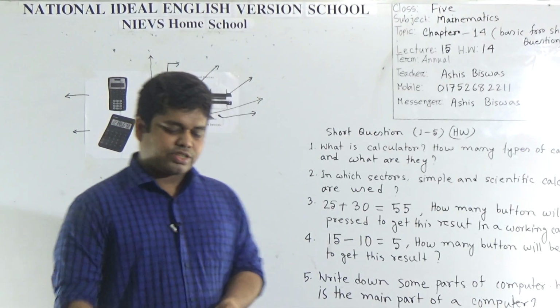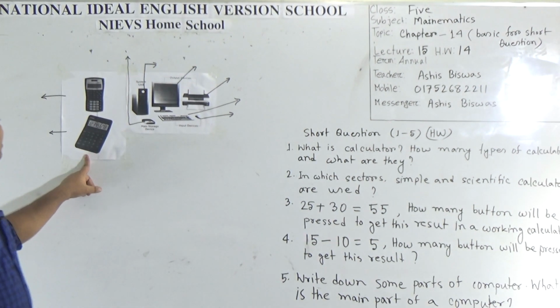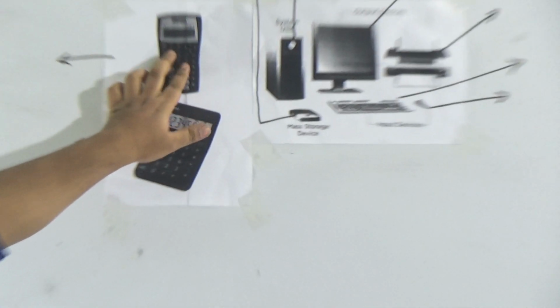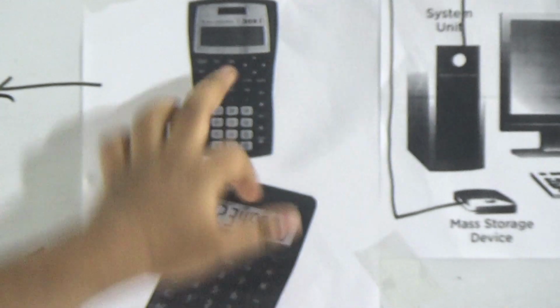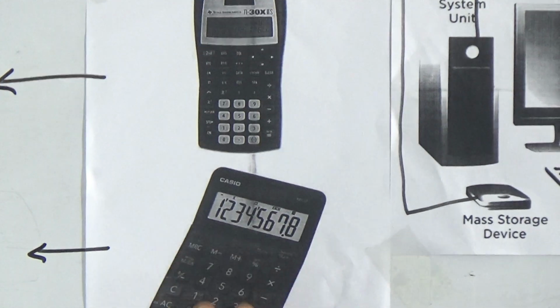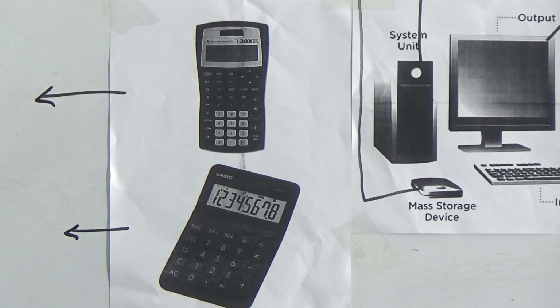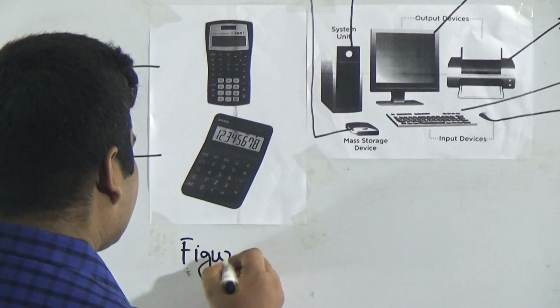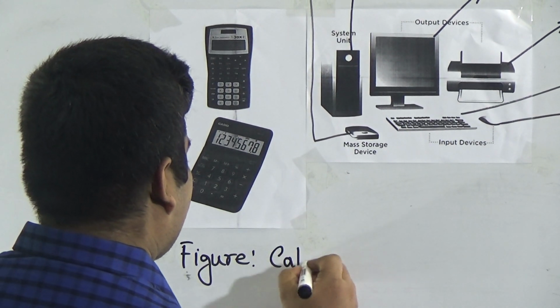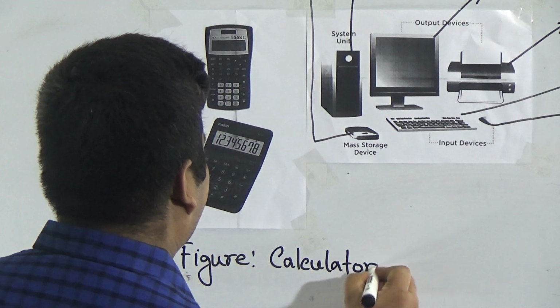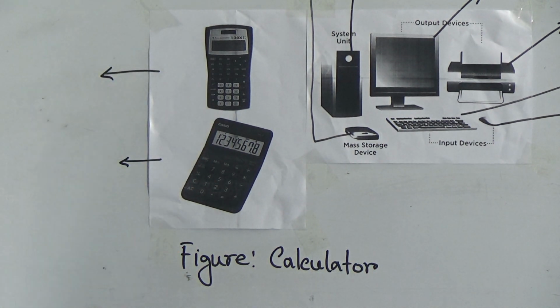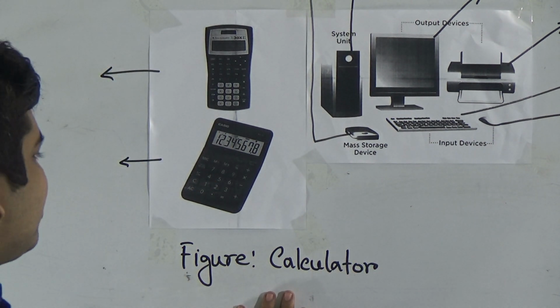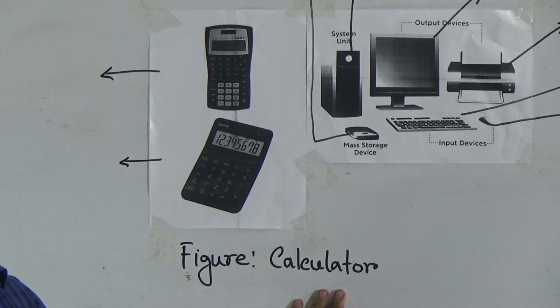My dear students, first of all you notice this figure. What is this? This is one device, this is another device. These two devices are called what? This is calculator. So, this figure name is calculator. So, we need to know what is calculator.